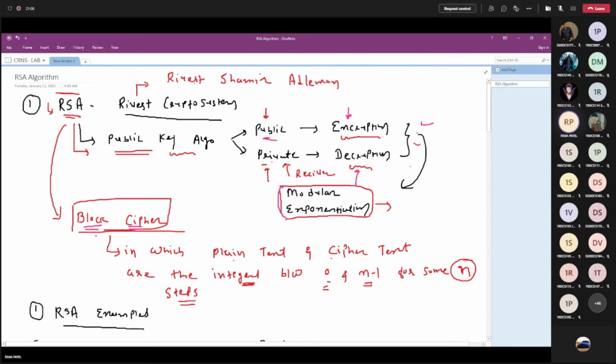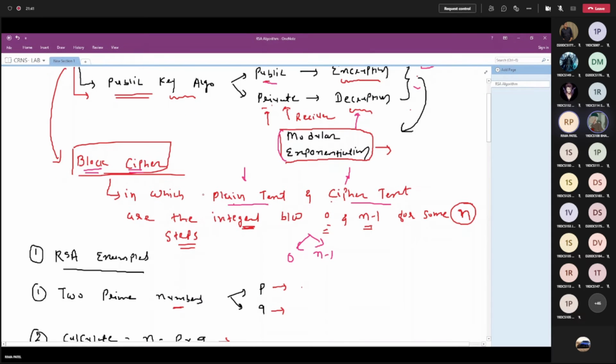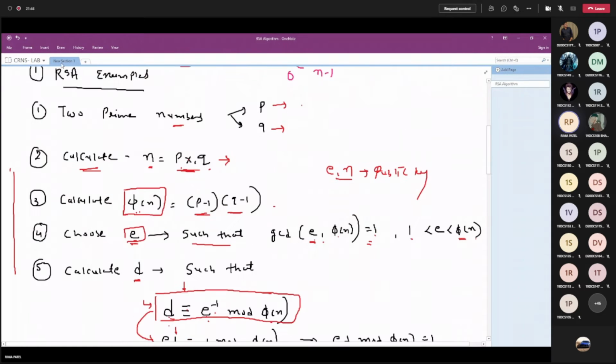RSA is a block cipher. In the case of RSA, plaintext and ciphertext are integers between 0 and n-1. Please note this down: plaintext and ciphertext are integers between 0 and n-1. Clear up to this? This is just an introduction to the algorithm. Everyone getting it? Yes, ma'am. Okay, so let us go through the steps and then we will do the examples.